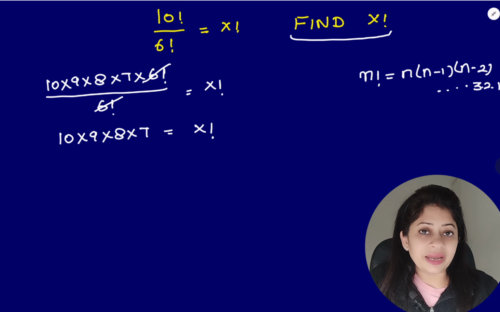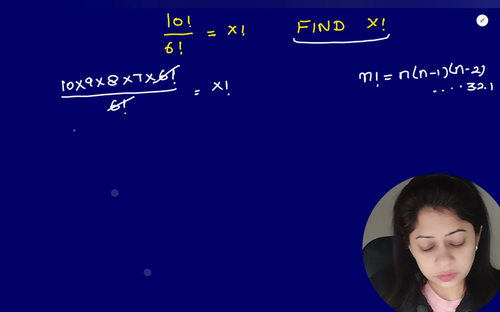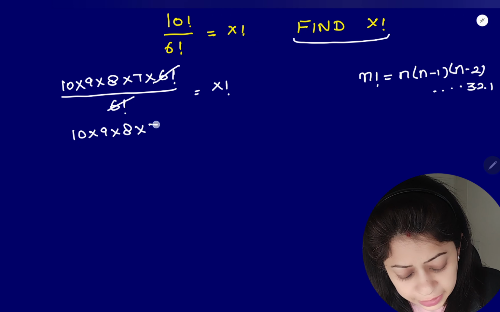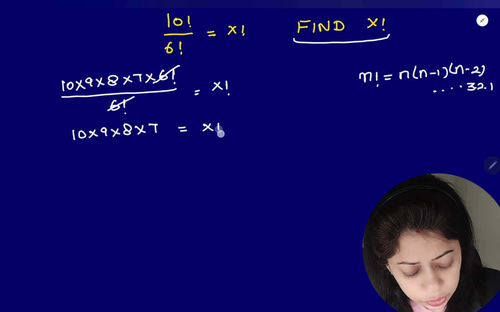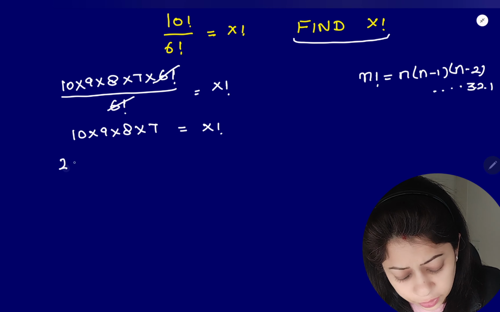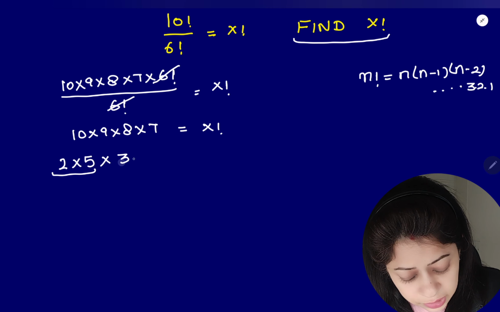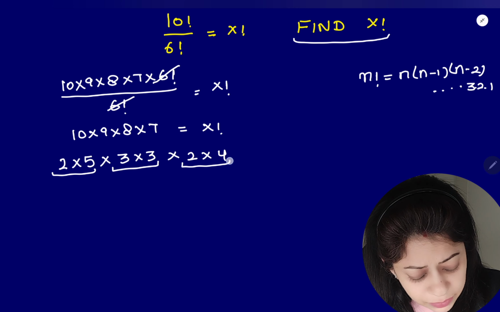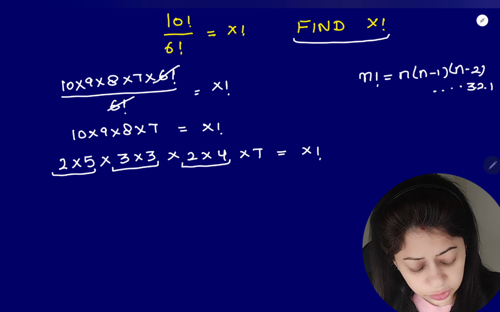Now we need to write this somehow. It will become something factorial. How? So we have 10 times 9 times 8 times 7 is equal to x factorial, right? What is 10? 10 is 2 times 5, right? Times 9 is 3 times 3, right? Times 8 is 2 times 4, times 7 is equal to x factorial.